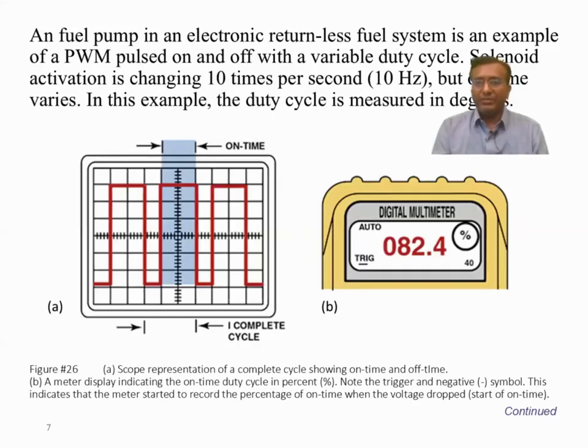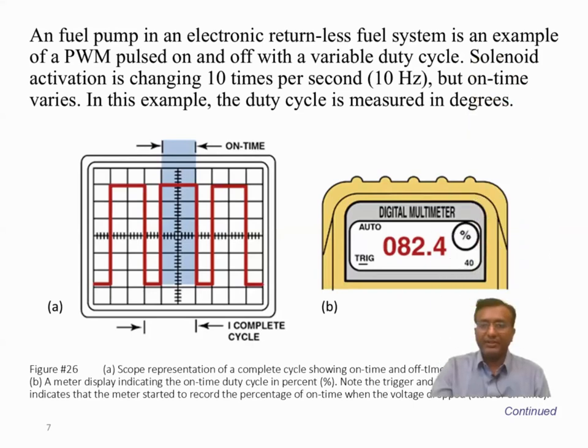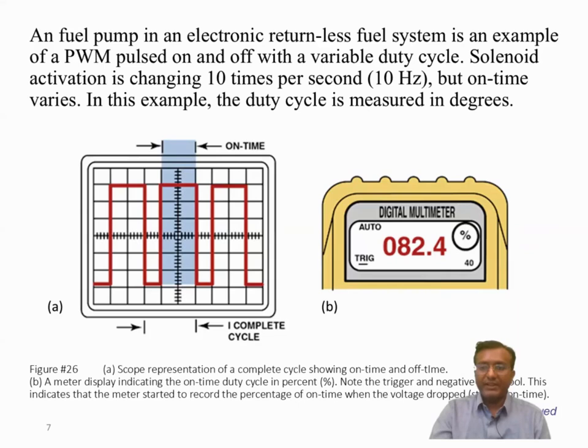Now, coming to the use of this measurement for the fuel pump. The fuel pump is actually an electronic return-less fuel system. It is an example of pulse width modulation, pulse on and off with variable duty cycle. A solenoid activation is changing 10 times per second, that is 10 hertz, but on time varies.